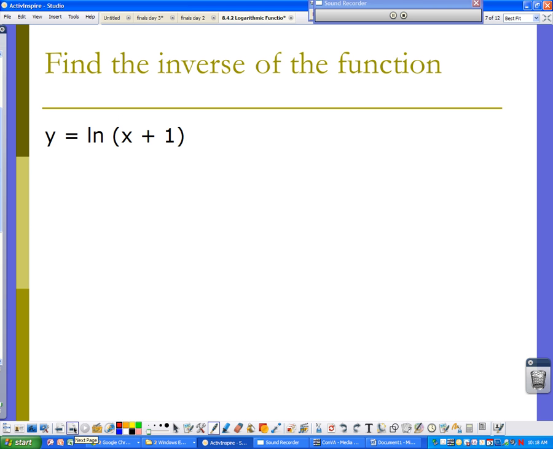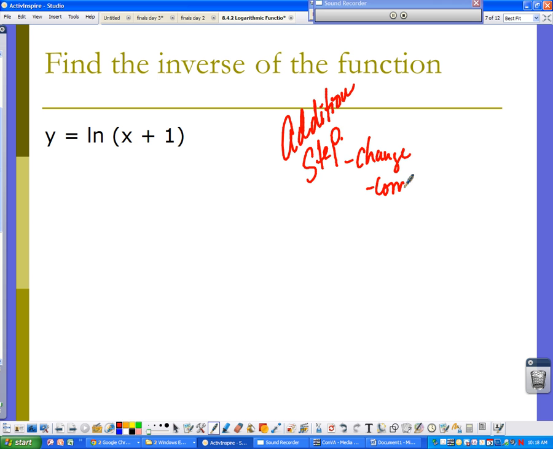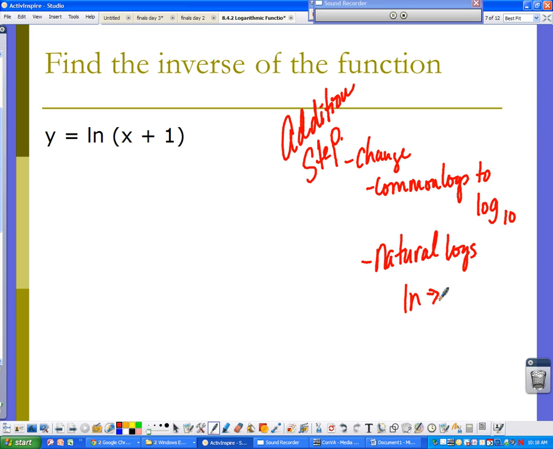If I looked at this one, now this one you're going to have to add a step. Okay? So our additional step on this one is, remember, when it's an ln, this would be a natural log. So you got to change common logs to log base 10. You actually have to write the base in there. Natural logs. Remember, natural logs. Okay, so ln's got to get changed to log base e. Okay, so this one, I'm just going to read y equals log base e of x plus 1.